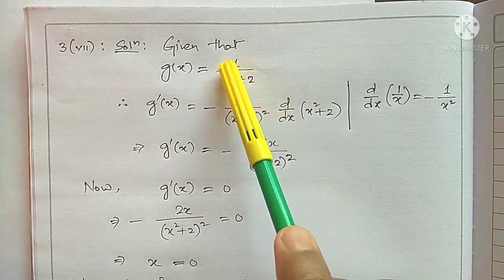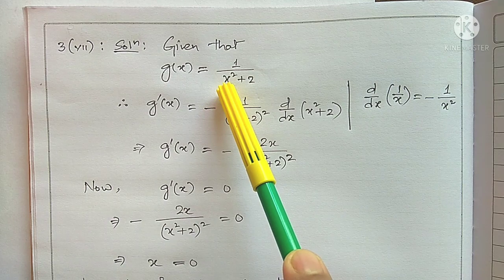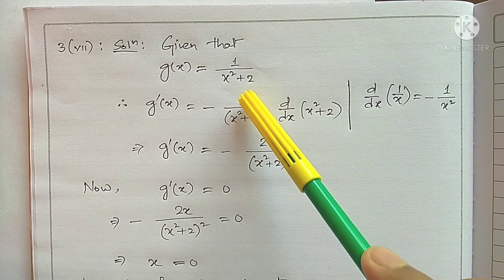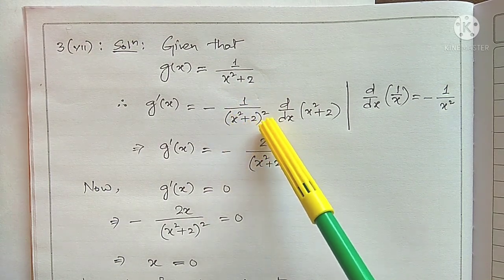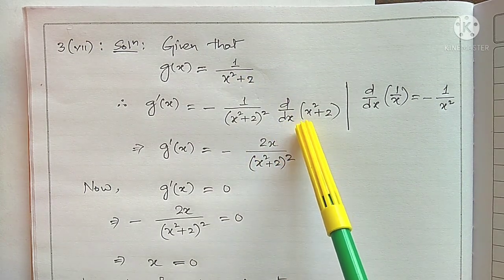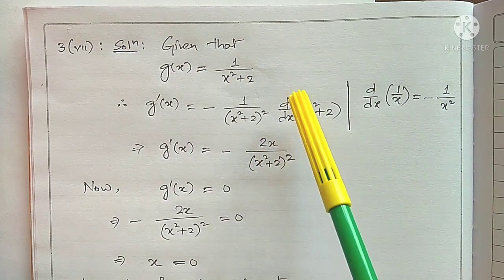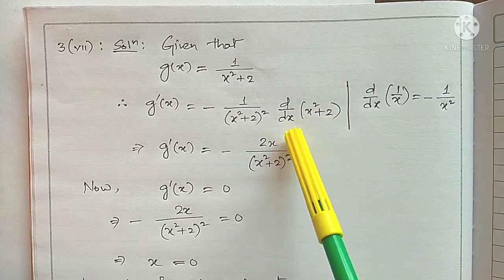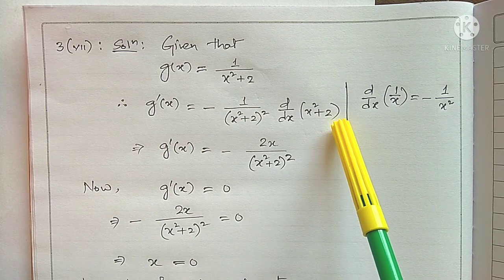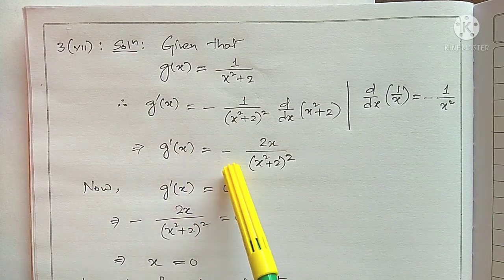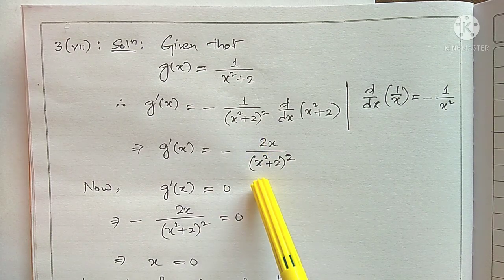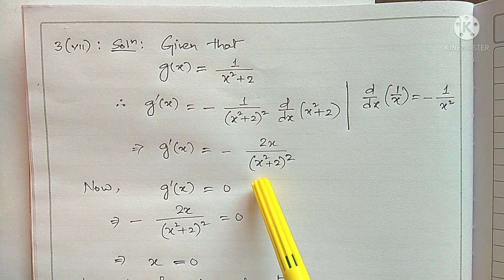So this x square plus 2 we assume as an x. So it is of the form 1 by x, so we write minus 1 by x square. So that's why we write here 1 by x square plus 2 whole square. But we assumed this part, and it is not x. So again we have to differentiate the assumed part. So d/dx of x square plus 2. If we differentiate this one, d/dx of x square is twice x, and d/dx of 2, a constant term, is 0. Ultimately g dash of x equals minus twice x divided by x square plus 2 whole square. Is it clear? Okay.